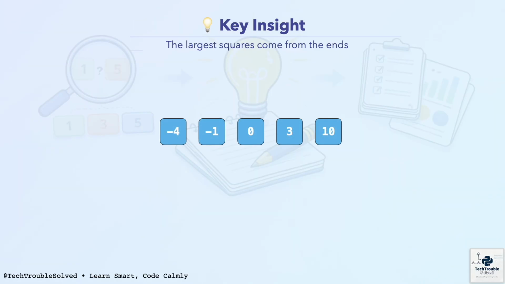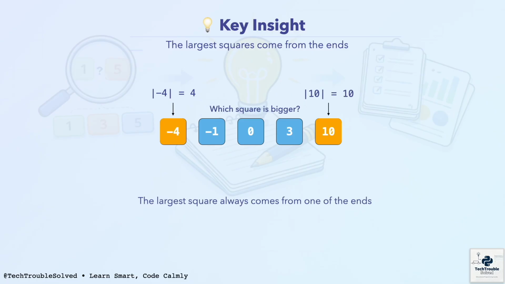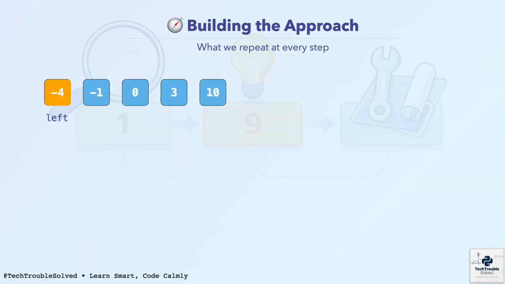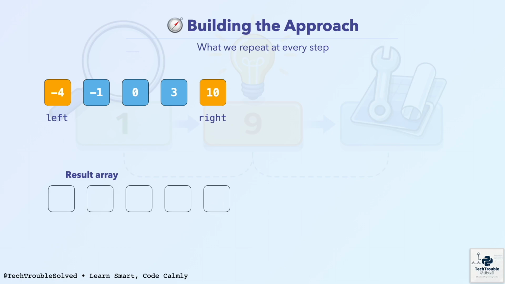Now let's look at the array again. After squaring, negative numbers become positive. So the largest square does not come from the middle. It always comes from one of the ends. That observation tells us how to proceed. We only need to compare the two ends of the array, and we will build a new result array as we go.